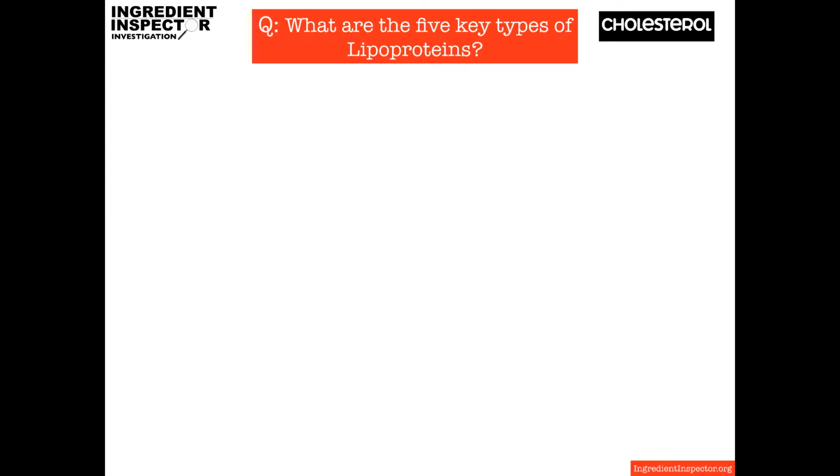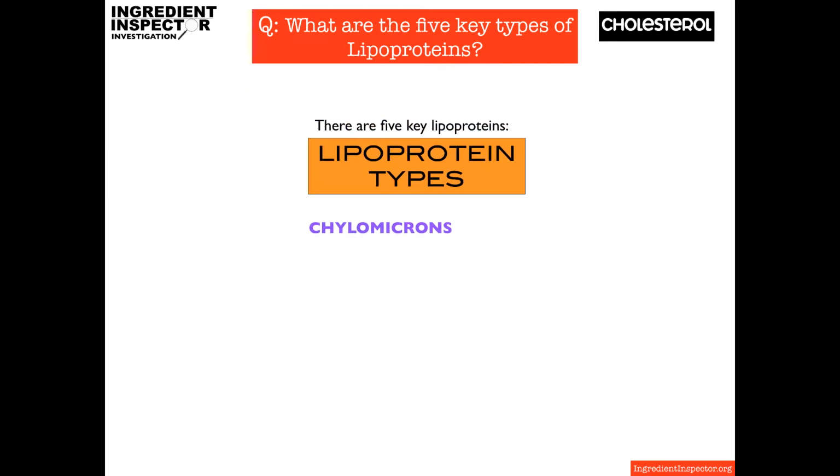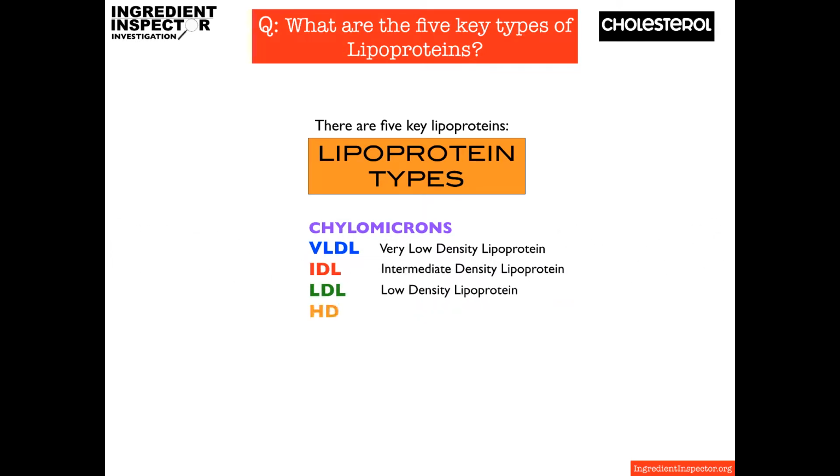What are the 5 key types of lipoproteins? There are 5 key types: chylomicrons, very low-density lipoproteins, intermediate-density lipoproteins, low-density lipoproteins, and high-density lipoproteins. We'll also take a look at LPA at the end of the video.